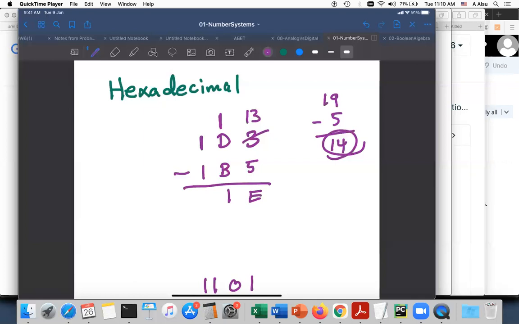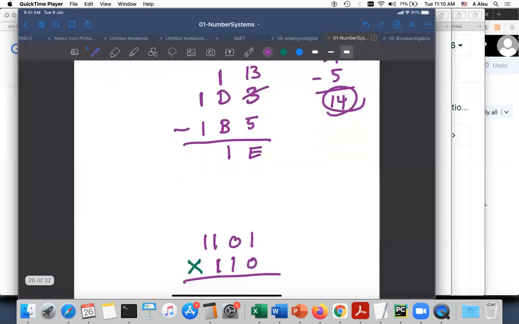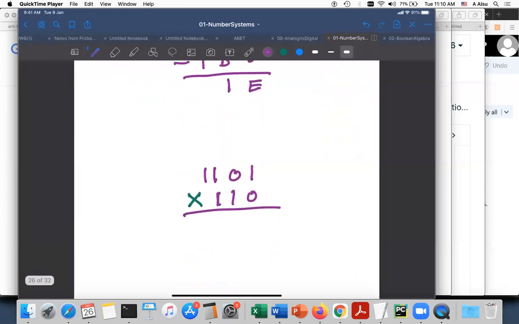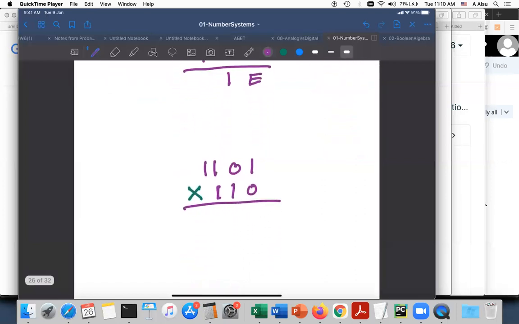And in general, we add the what? What do we call the 16 and 2? We add the radix, the base. Excellent. One more thing before we move on to the next subject is the binary multiplication.